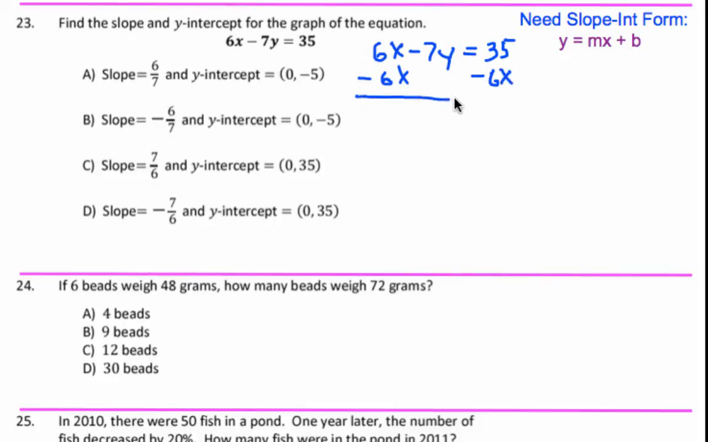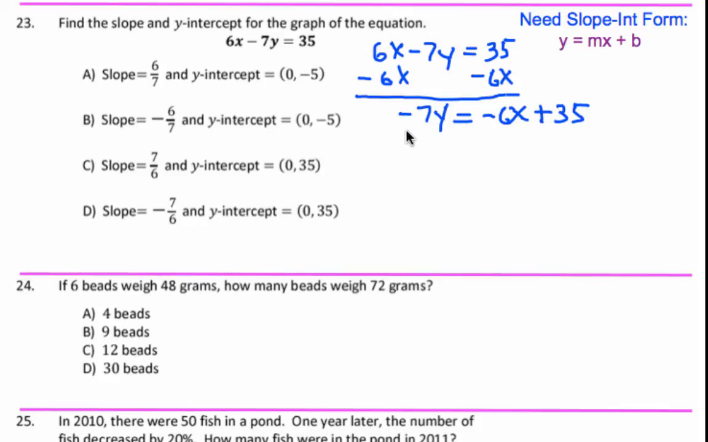And that will leave us with minus 7y equals, now you can write 35 minus 6x, or you could also write negative 6x plus 35. You'll see that these are the same. I have a negative 6x with what I just wrote, negative 6x here, positive 35, positive 35. This way it more closely resembles the slope-intercept form.